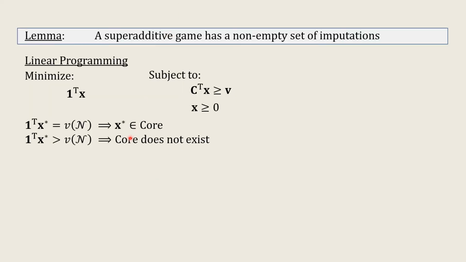We looked at the linear programming formulation. If a core exists, then the solution to this LP problem would be x star such that 1 transpose x star equals the value of the coalition. Otherwise, the minimum 1 transpose x star would be greater than the value of the coalition if the core does not exist.